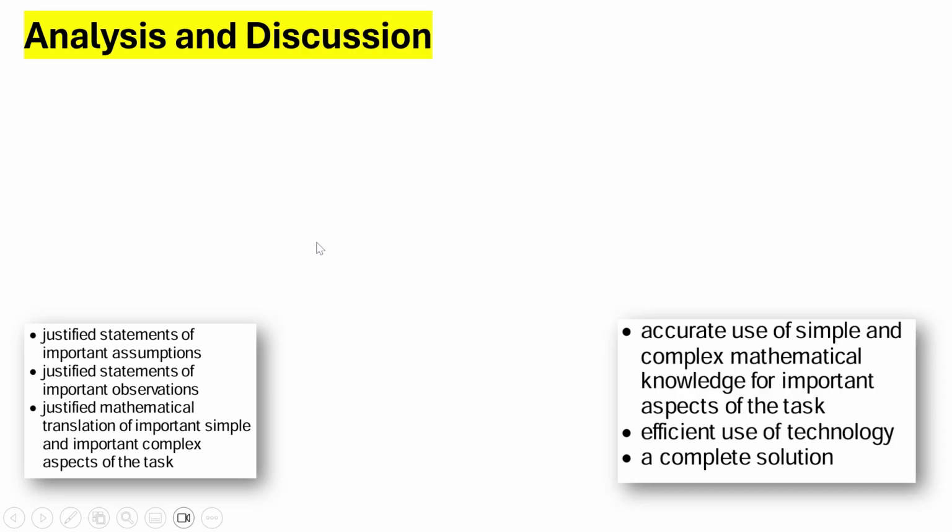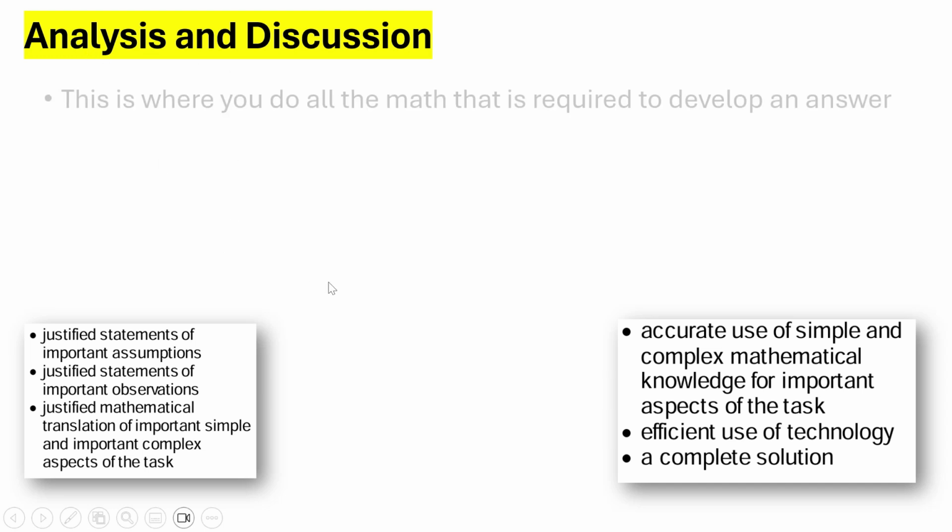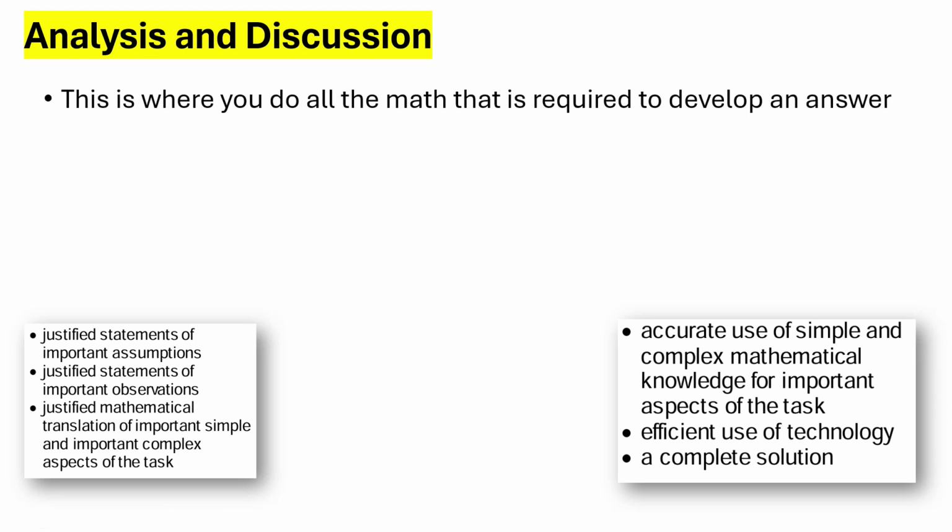All right, now that you've got the first part, your assumptions, your observations, and the math you're going to use, you need to actually do the math, right? Analysis and discussion is your heading. This is where you're going to put all of the math to develop an answer. All right, so you're going to use your area rules here. You're going to use your probability rules here. You're going to find mean, median, mode here. Whatever it is you need to do to answer the question goes in this section. So all of the math goes in this section.